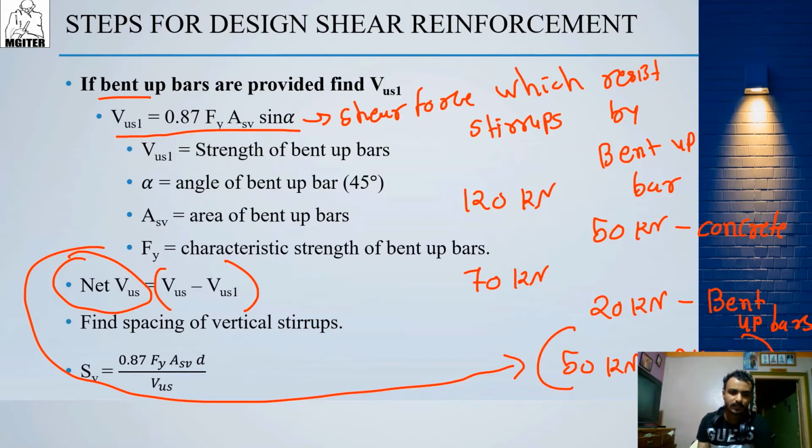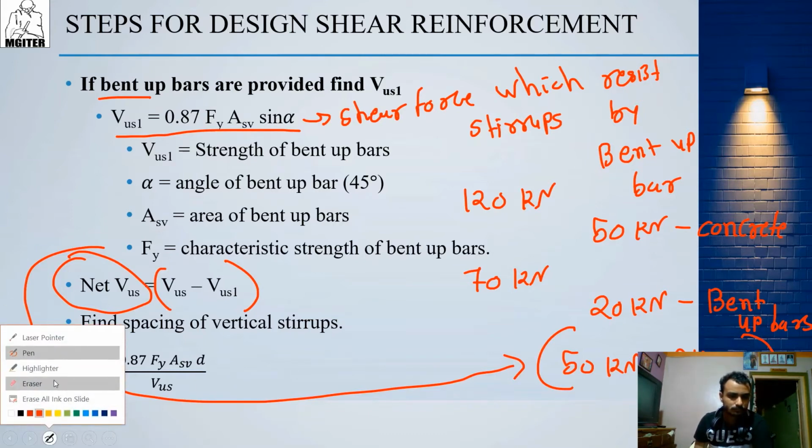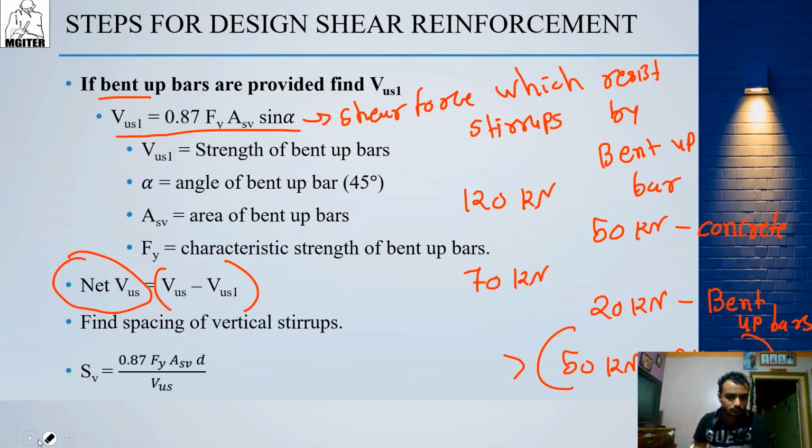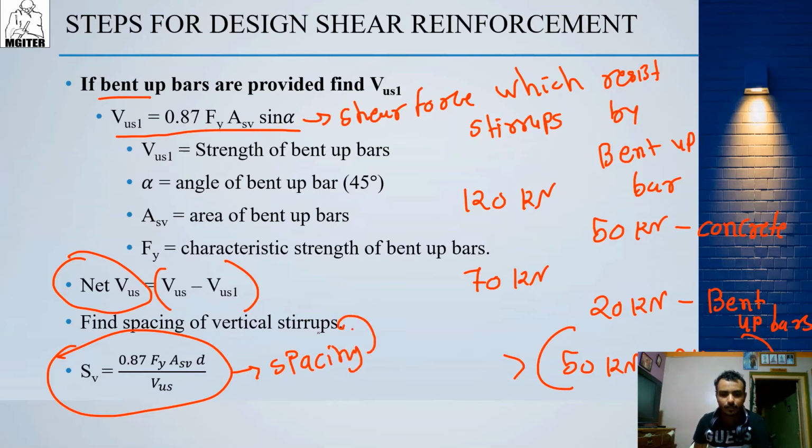Okay, then after this, the equation 0.87 Fy ASV D upon VUS. By this equation we can find out the spacing between stirrups. Okay, so our design is completed.